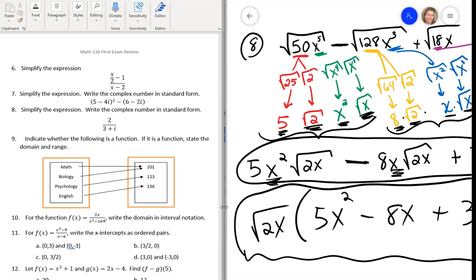Maybe I'm wrong, but I think that's right. Nope, it is a function. You're right. Number 9 is a function. You are correct. Every x has to go to at least just one y. Every input has to have one output, which it does. Math only has one output. Biology only has one output. Psychology only has one output. It is a function.